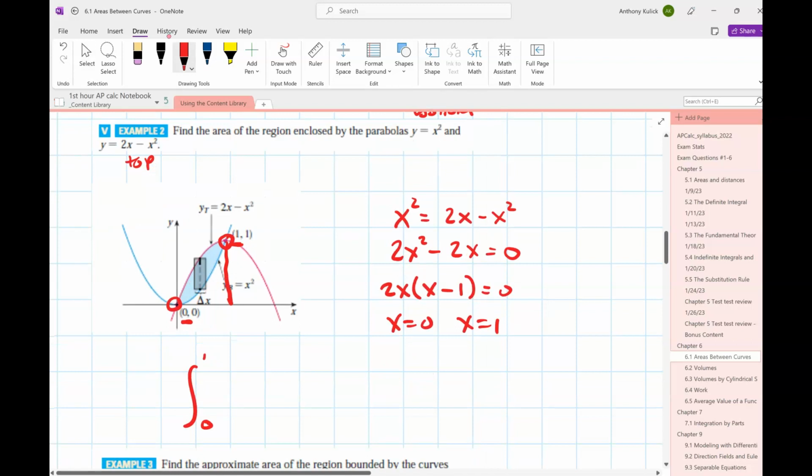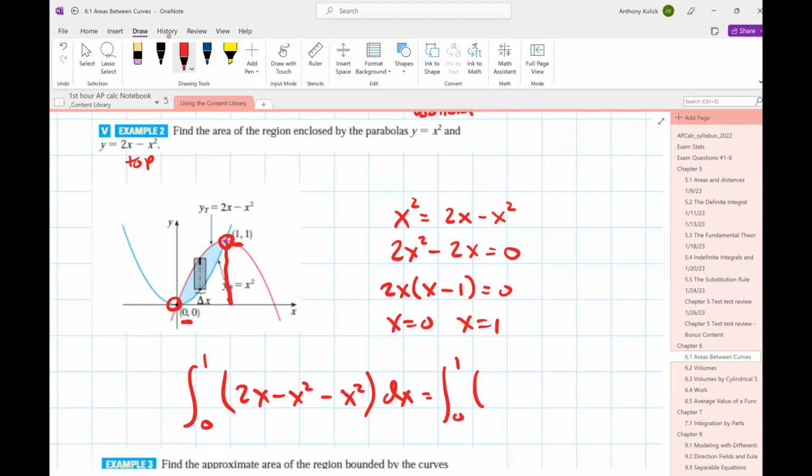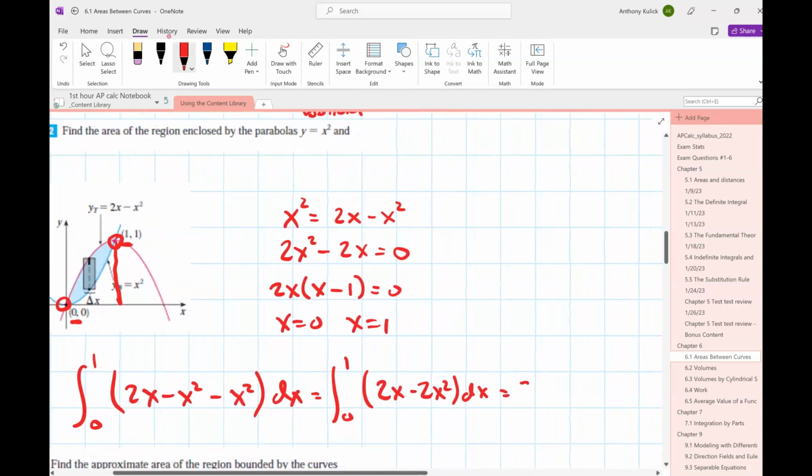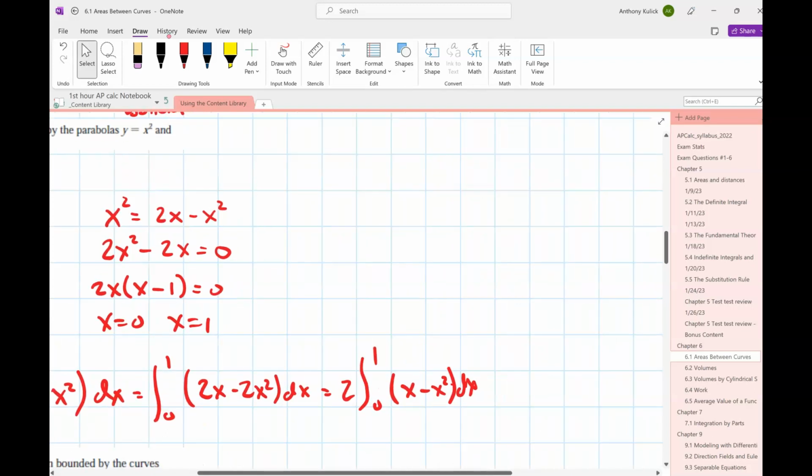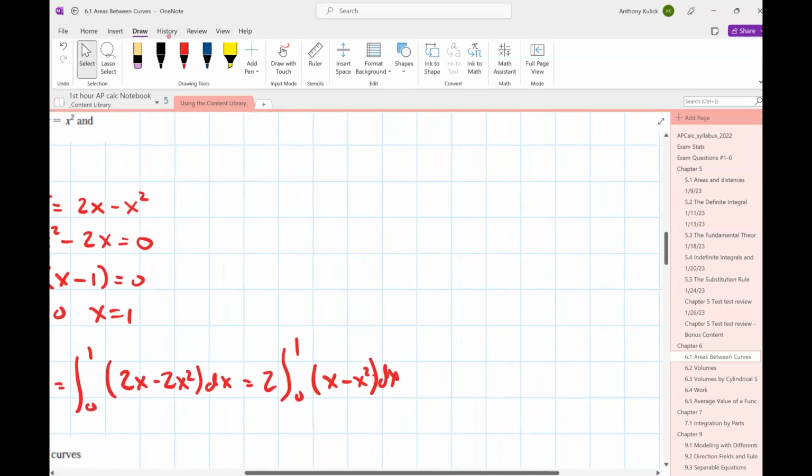So we're integrating then from 0 to 1, 2x minus x squared is our top function, then minus x squared is our bottom. Here I'll do a little bit of light cleanup before doing any integration, just to make the substitution at the end a little bit easier. So really I'm going to be integrating 2 times the integral from 0 to 1, x minus x squared.